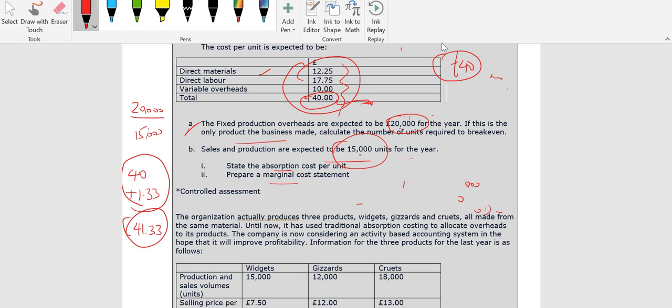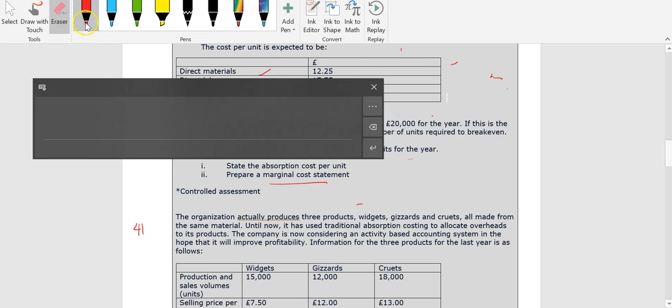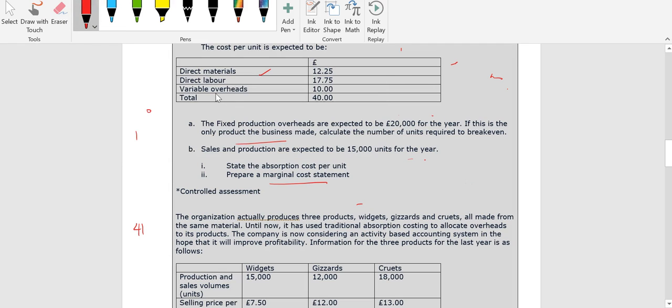And then finally, this question of a marginal cost statement literally just says, prepare the profit. Tell us how much you've actually made. What's the situation based on these 15,000 tables? All you're doing now is writing it out. You sold each table for £60, and 15,000 tables. Find out what your answer is. Each table cost you £40 to make. Find out what that is.